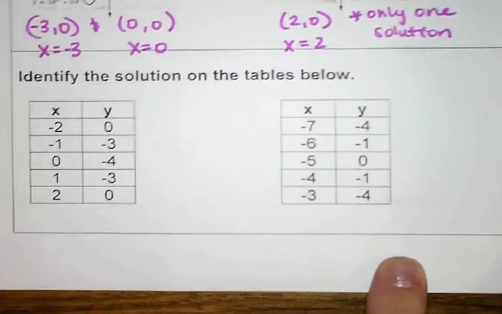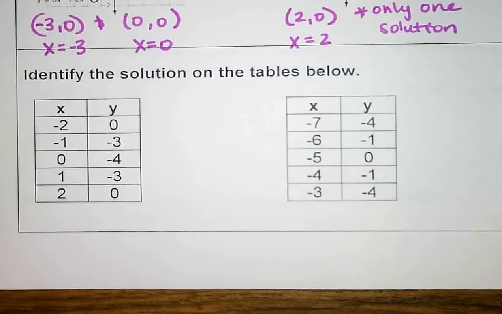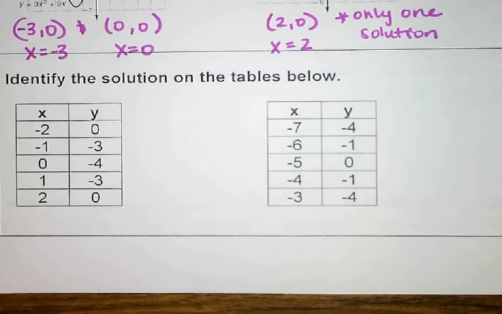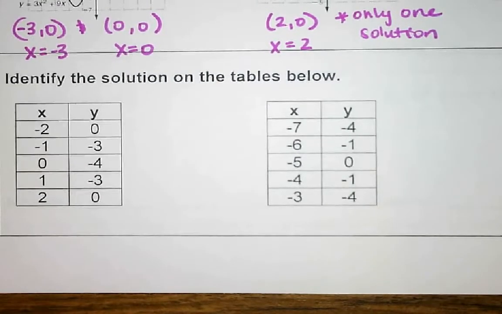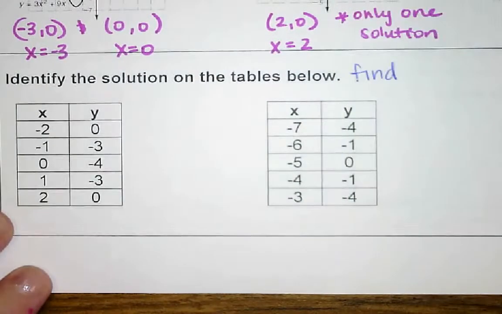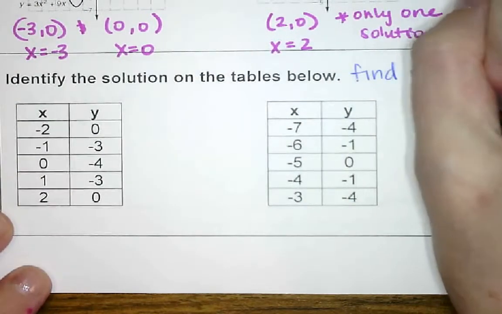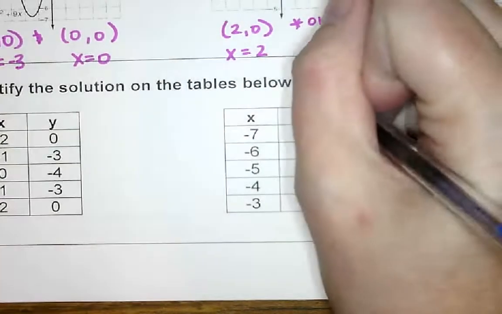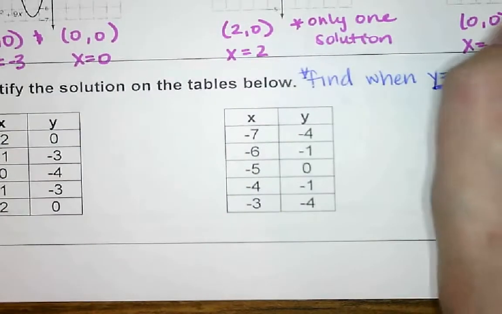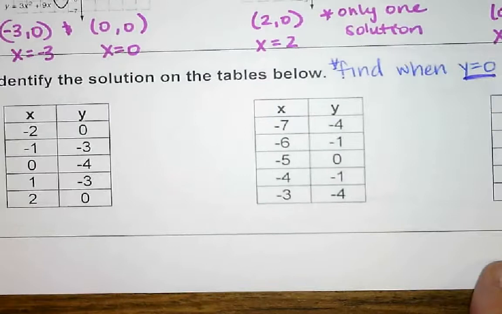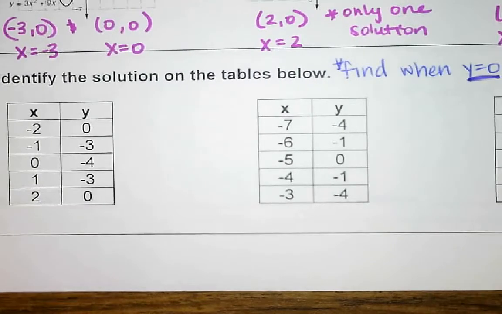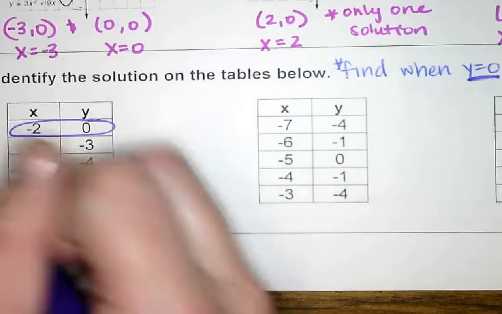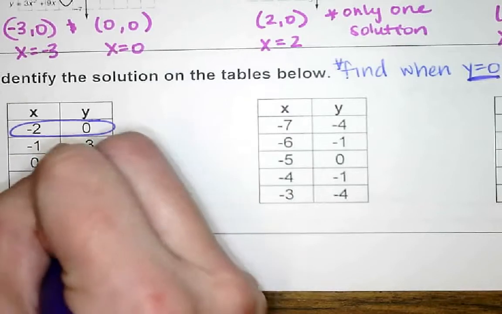Then we also can identify our solutions from a table. So guys, when we are identifying our solutions from a table, what are we looking for exactly? We want to find, yeah, when y is equal to 0. You want to find when your y is equal to 0. Okay? So we are going to look for that in our first table. So where is y equal to 0 in this first table right here? Negative 2, 0, and 2, 0. So we have negative 2, 0, and 2, 0.